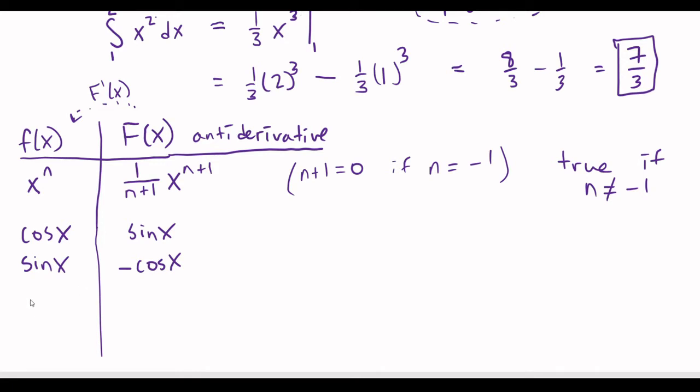For example, secant squared and tangent. So the derivative of tan is secant squared. So then I know the antiderivative of secant squared is tan, right? I can kind of go back and forth here. And there's some more that you might have played with when you learned about antiderivatives the first time.